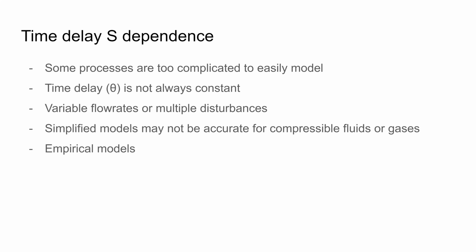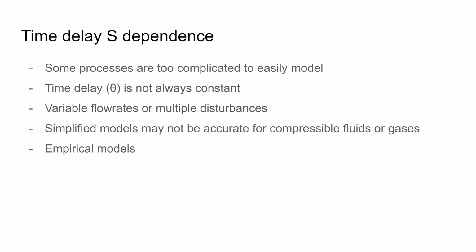Unfortunately, some processes are too complicated to easily model using these time delay methods. Some examples of these processes include material balances, energy balances, flow dynamics, physical properties, or thermodynamics. Additionally, in all of these past examples, we have been assuming a constant time delay term, e to the negative theta s. In reality, this is not always the case, especially when considering variable flow rates or multiple disturbances. Theta may not really be constant, and that breaks down any of the past approximations we've been able to make.